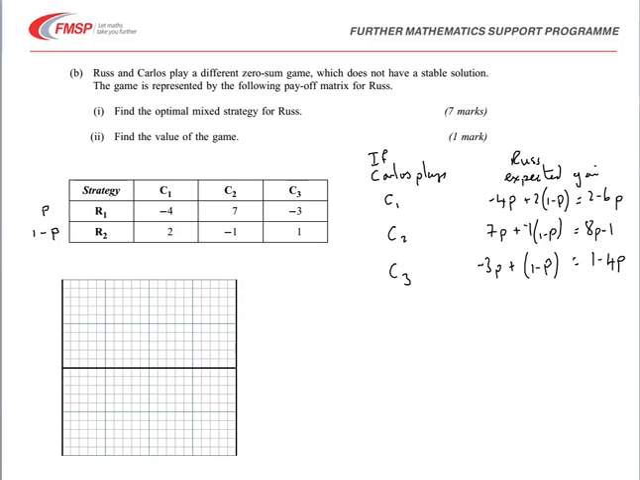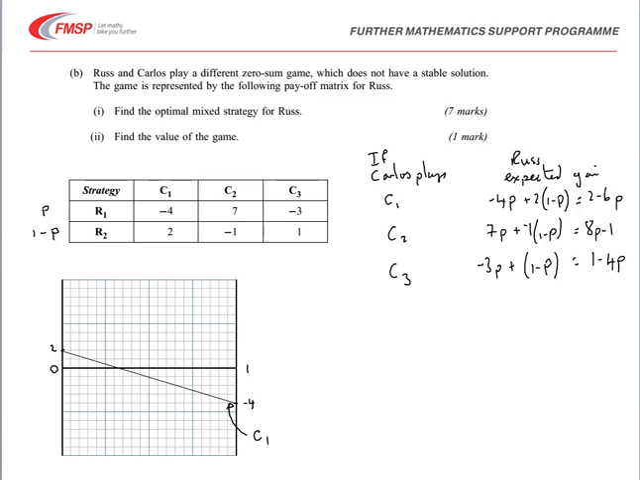So here's my diagram, and I put in the probability along this line going from 0 to 1, and we're going to put in lines indicating each of the different outcomes. For C1 we start off at a value of 2, and if we put p equal to 1, the expected gain is 2 minus 6, which is negative 4. So we need a line going from 2 down to negative 4. It's worth indicating on your diagram that that line comes from Carlos playing C1.